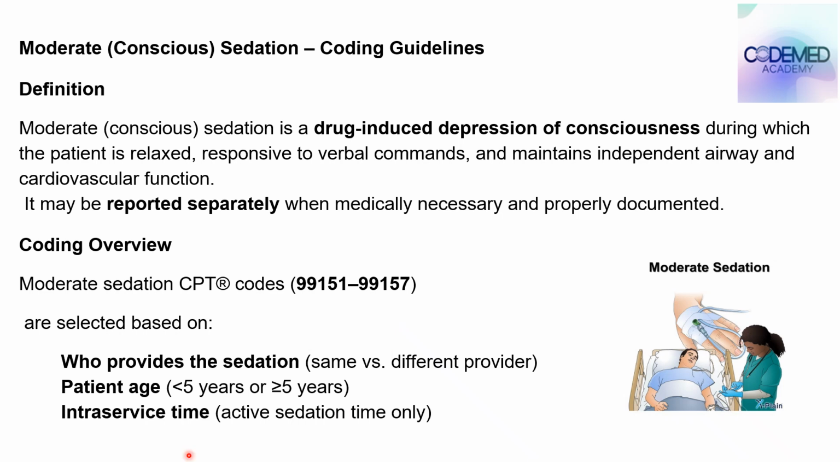Now, whenever we are coding moderate sedation, there are three important markers that we consider. One is who provides the sedation. Is it the same doctor versus a different provider? That means there is an additional doctor who is present. Second, what is the age of the patient, that is whether it is above 5 years or below 5 years. And third, the intra-service time, that is the active sedation time only. So these are the three parameters which will help us to zero down the code.